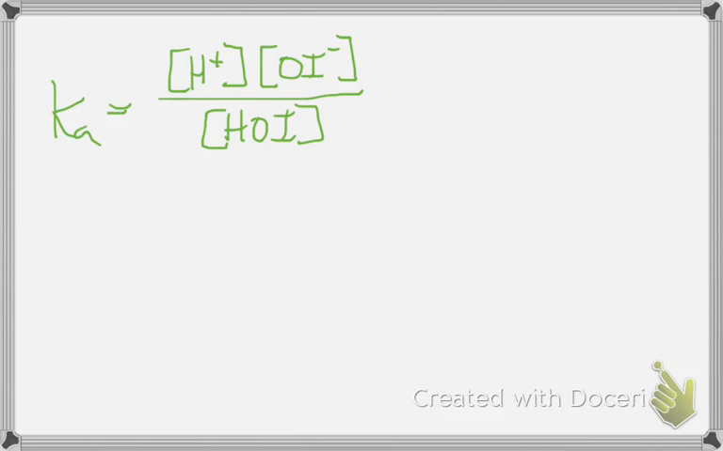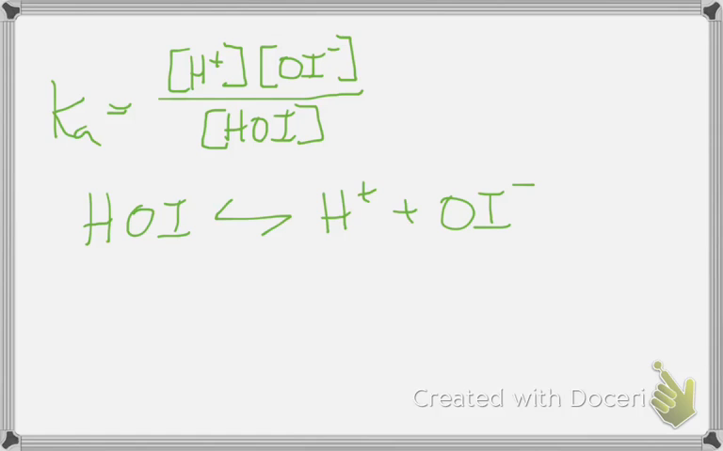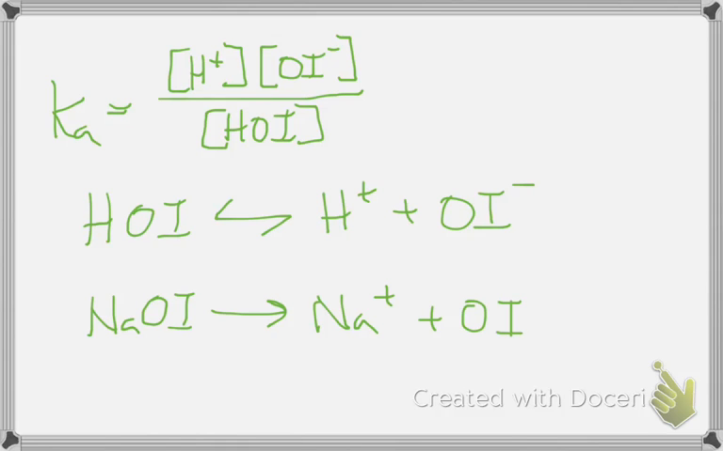Just for the sake of knowing, HOI is our weak acid, and that sets up an equilibrium as H plus and hypoiodite. Then our salt, sodium hypoiodite, is NaOI, and that goes through 100% dissociation to generate Na plus and OI minus. So there's our common ion that we're talking about.